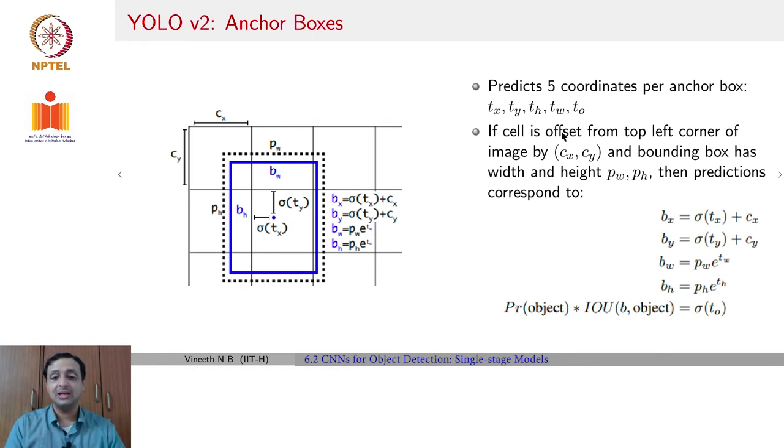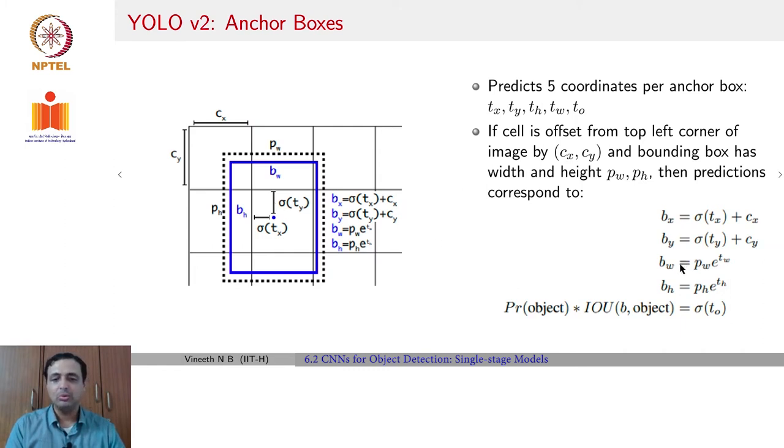Let's see each of them. If the cell is offset from the top left corner of the image by cx, cy, and the bounding box has width and height pw and ph, then the predictions corresponding to the anchor box are given by bx is sigma of tx plus cx. So you can see here that sigma of tx is right here. Similarly, by would be sigma of ty, so that's the other coordinate of the same location, plus cy.